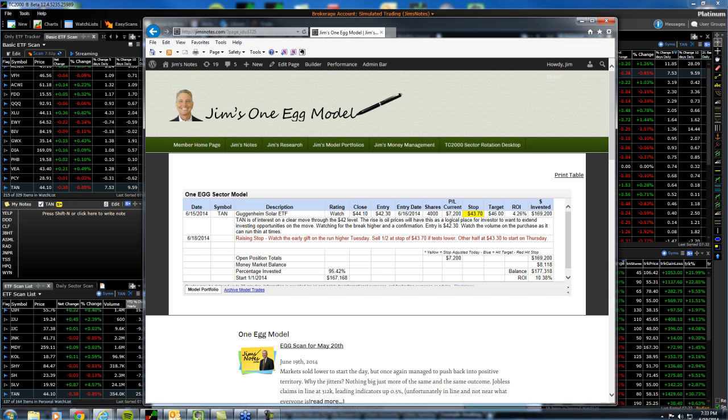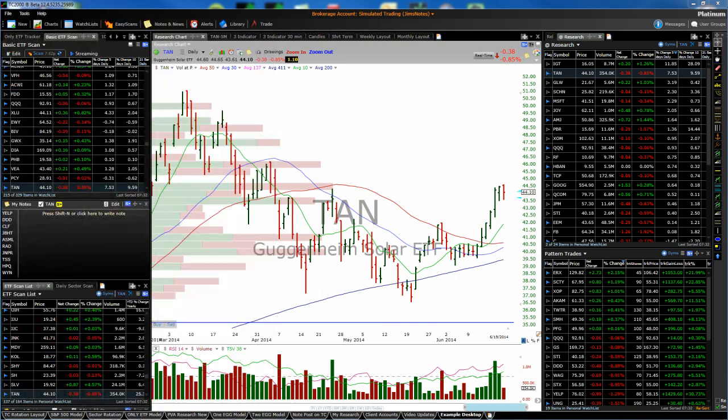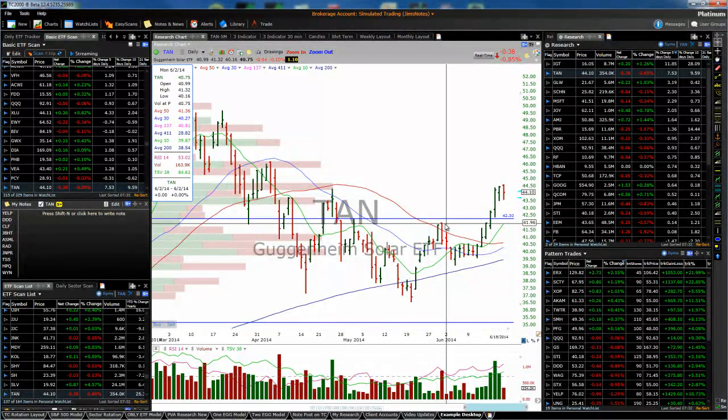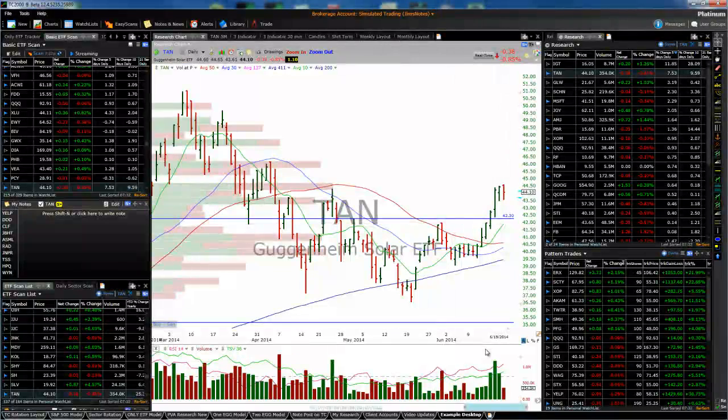And what we're looking for is an entry at 42.30 on TAN. Now, I took this off the chart just so you could see. All we're going to do is put 42.30 right there as the entry. You can see it's on the entry of the break above here. We want to clear it a little bit, confirm it. We want to see volume, all of those things that go into the trade entry. But we want to buy TAN at 42.30.